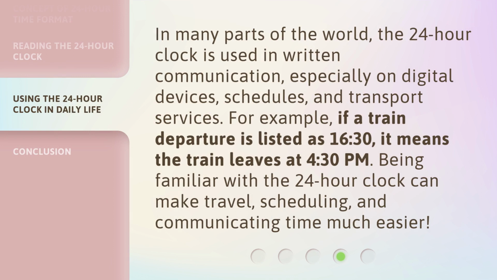In many parts of the world, the 24-hour clock is used in written communication, especially on digital devices, schedules, and transport services. For example, if a train departure is listed as 16:30, it means the train leaves at 4:30 p.m. Being familiar with the 24-hour clock can make travel, scheduling, and communicating time much easier.